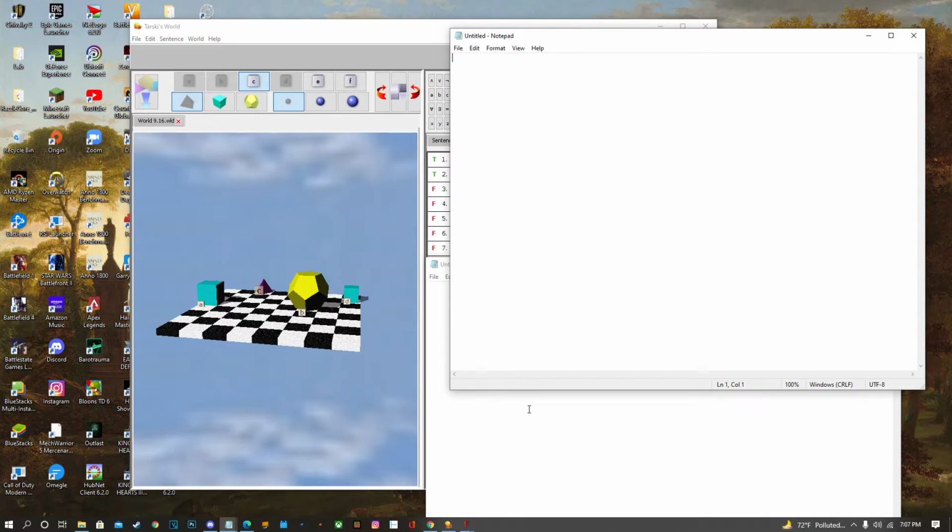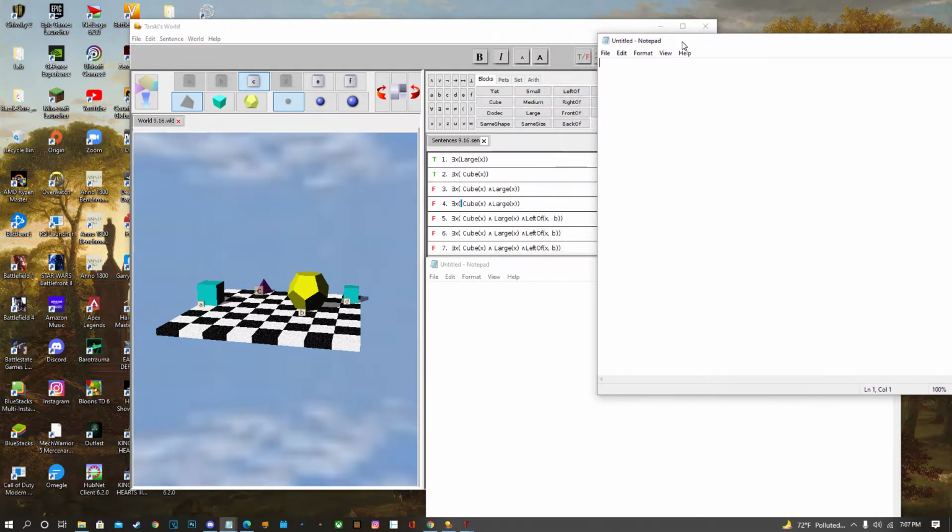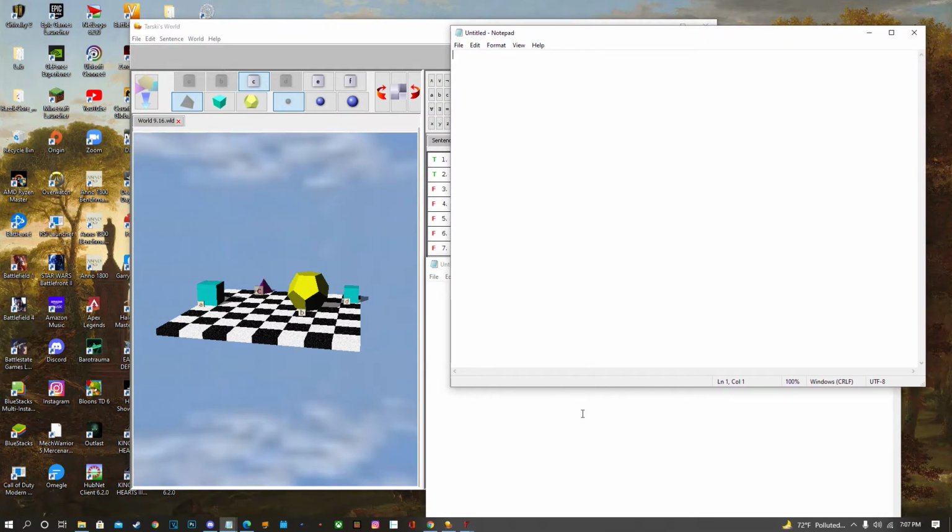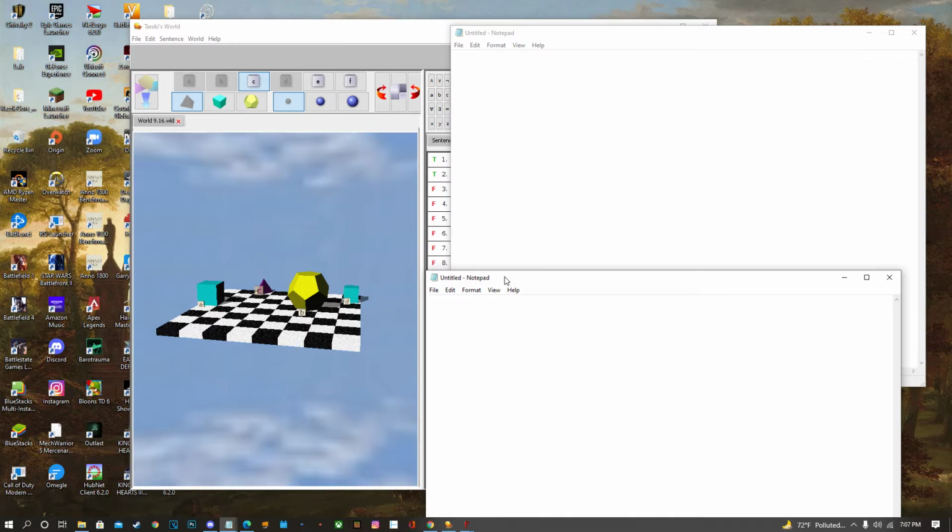For number 7, B has a large cube to the left. I believe we already did this one. Yeah. For number 8, B is to the right of any of a large cube. So for this one, it's a little tricky. So B is to the right of a large cube.